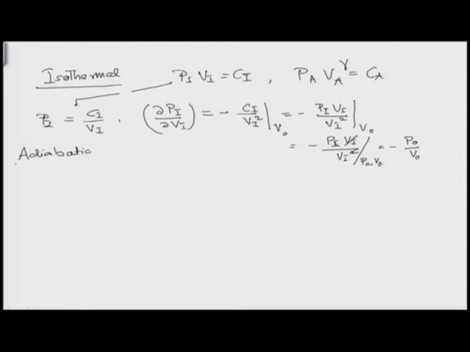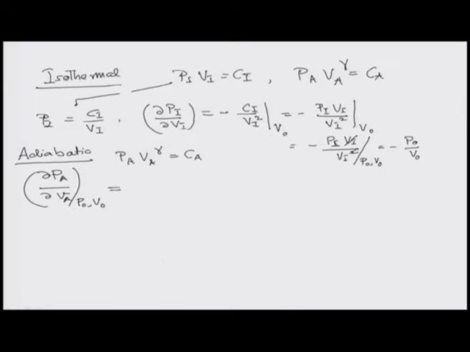Let us go to the adiabatic process. In an adiabatic process, on the other hand, I have that equation. Let me rewrite it. It is equal to Ca. I want to calculate what is del Pa by del Va again at the point P naught V naught, the point of intersection.